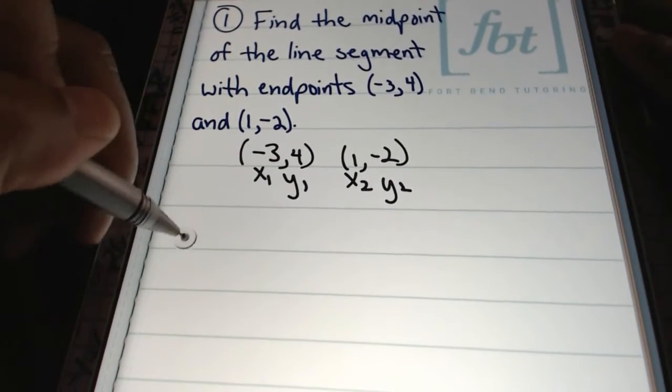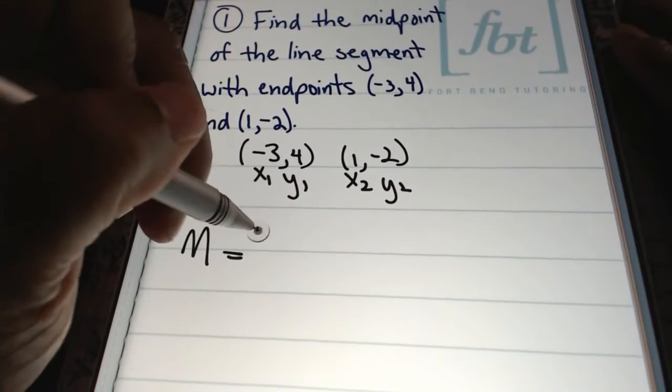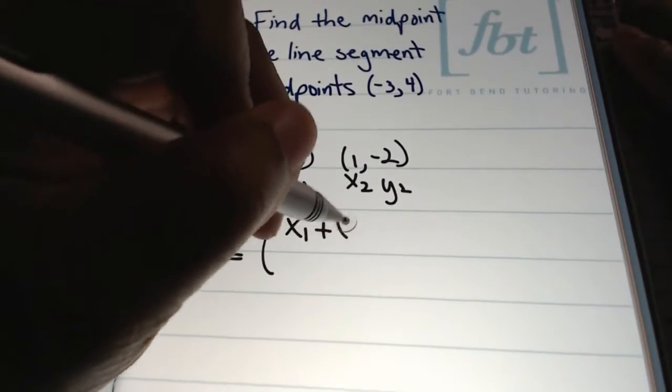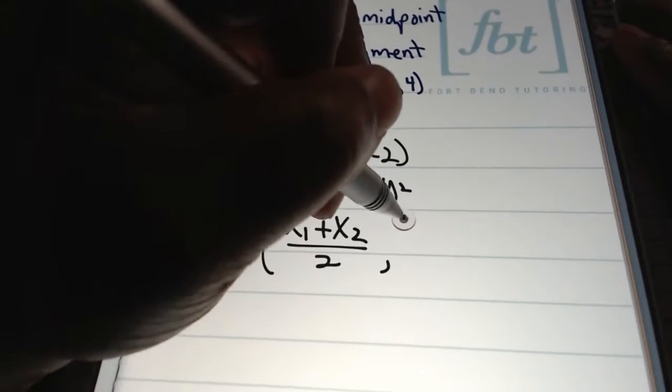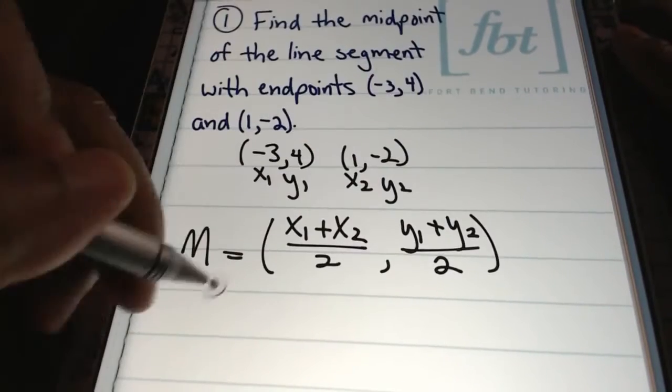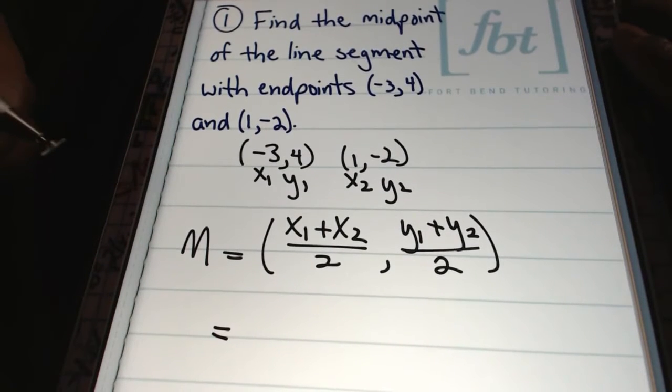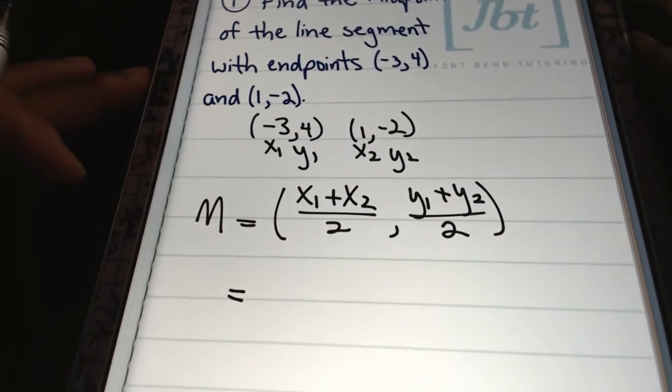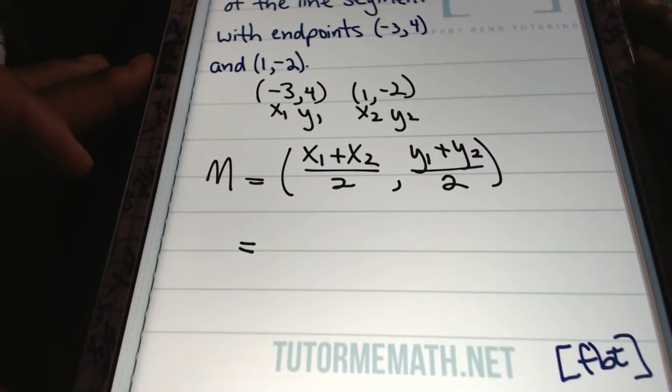What you will do next is write down the formula. The midpoint formula is x1 plus x2 divided by 2, comma, y1 plus y2 divided by 2. The whole point of you labeling these points is so that you can quickly identify what values go where.